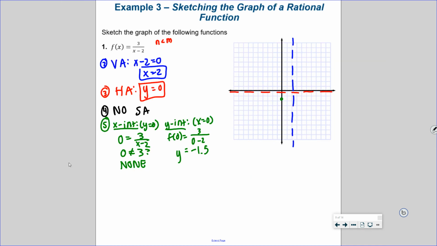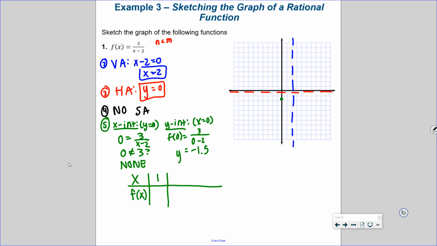All right, so then the only last thing I would maybe do to make this a little more accurate sketch is to make a table. I'm going to do a horizontal table since I'm running out of room. And just plug in a couple points, and I usually just pick 2 to the left of your vertical asymptote, 2 to the right. We already plugged in 0. We got out -1.5, so maybe plug in 1. And this is what I'm saying. You can use your table and your graphing calculator for this.